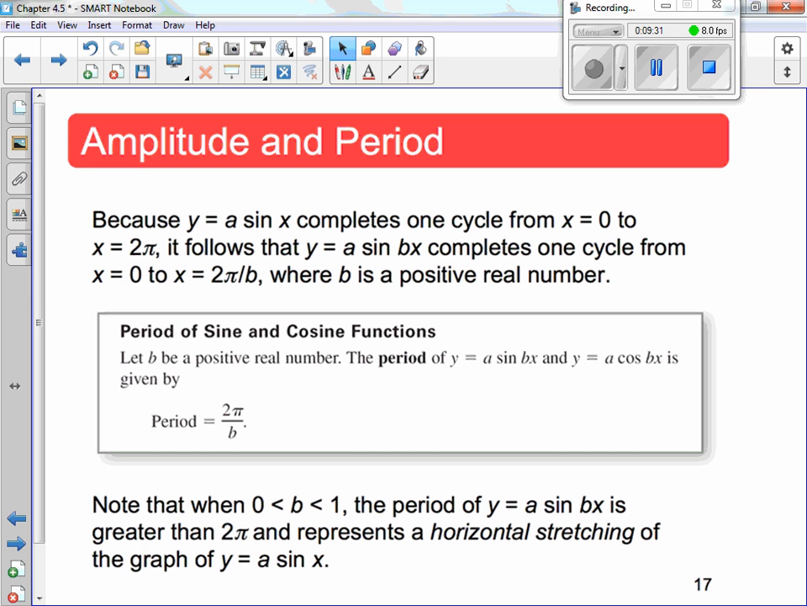Now, period, our B value. That's where this B value comes into play. Now, for sine and cosine, because the period we saw repeats itself every 2 pi units, the period is going to be equal to 2 pi over B, whatever that value is. And that will give us the period of the function, how many times it will repeat itself. Now this is mainly for sine, cosine, and really secant, cosecant will be similar. It repeats itself every 2 pi.